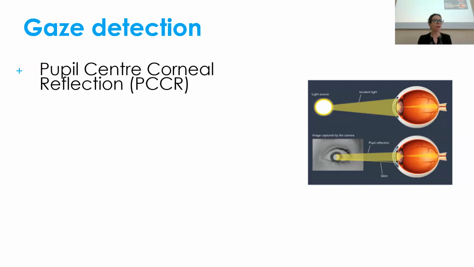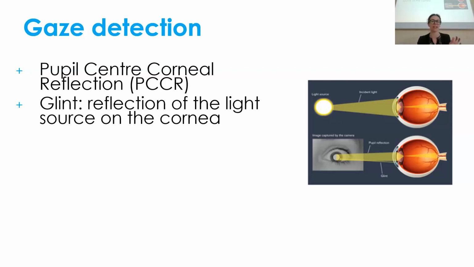So some of you may remember we talked about the PCCR method, the pupil corneal reflection. The corneal reflection, also called the glint, is this little blob. We'll see lots of glints today in the examples. It is nothing but the reflection of the light on this outer part of the eye, the cornea.